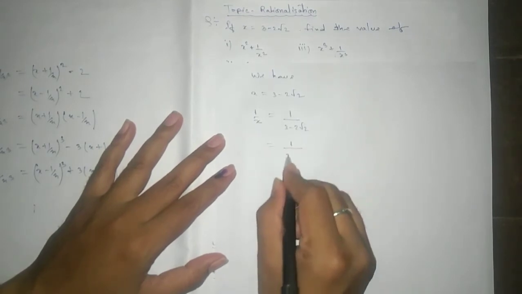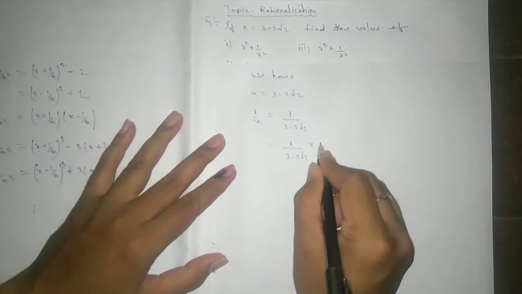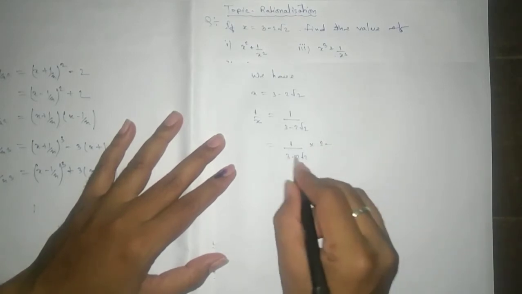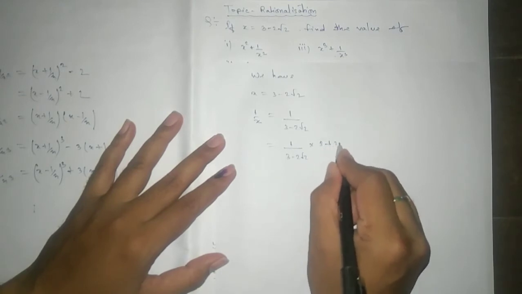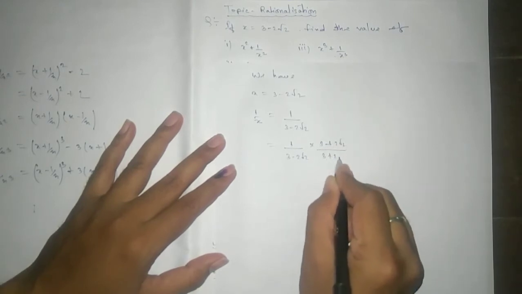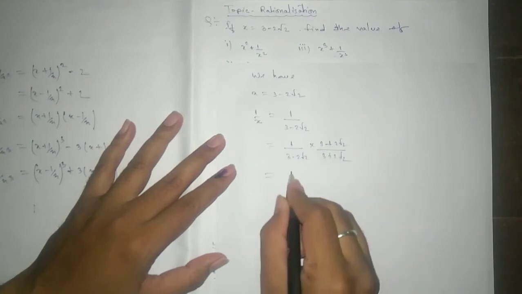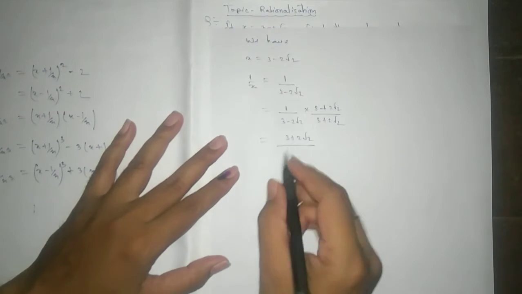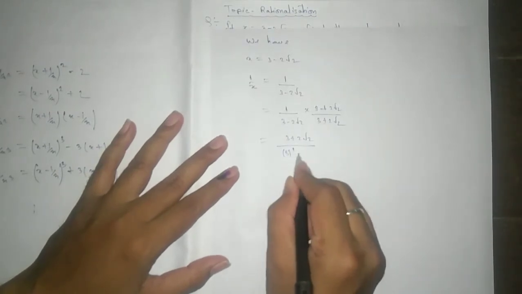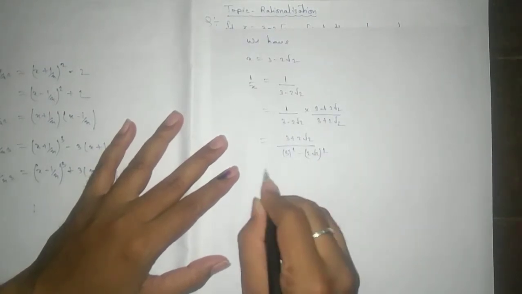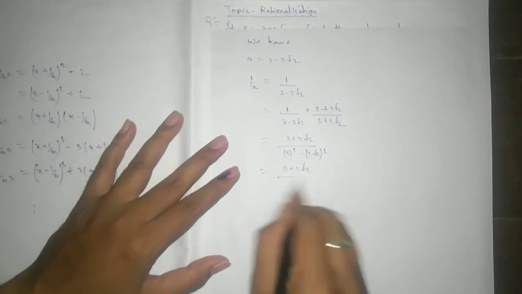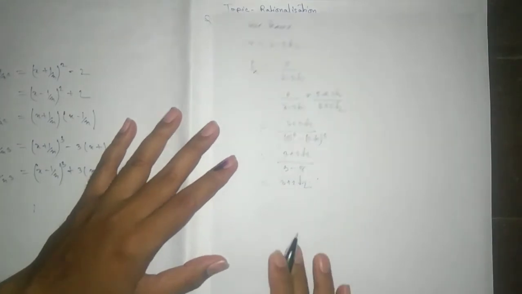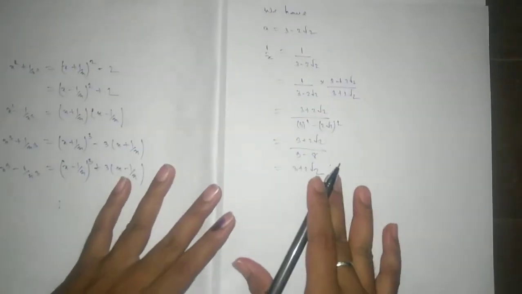So here 3 minus 2 root 2 will be multiplied with the opposite sign, the conjugate of this part, that is 3 plus 2 root 2 by 3 plus 2 root 2. So 1 into 3 plus 2 root 2 will get 3 plus 2 root 2, and in the denominator, that means a square minus b square, we get 9 minus 8, and we are getting here 3 plus 2 root 2. Very simple.